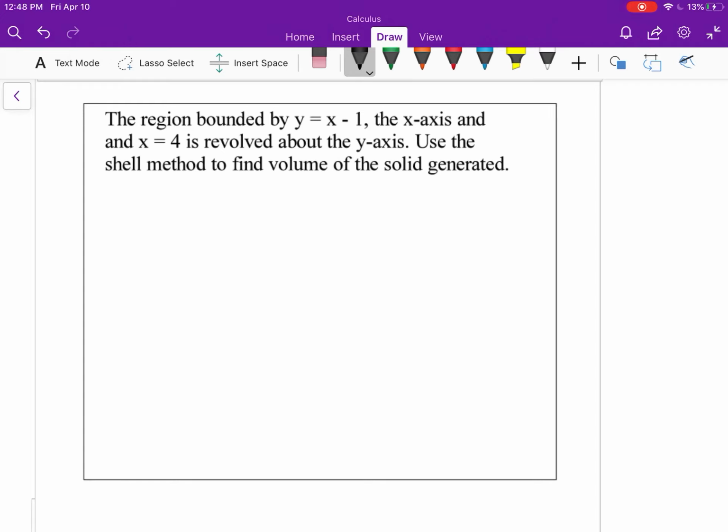The x-axis and x equals 4 is revolved about the y-axis. Use the shell method to find the volume of the solid generated. So once again, it does help to have a little sketch here. So we have y equals x minus 1. So it's going to go through -1. It will have a slope of 1. So we could sketch this.